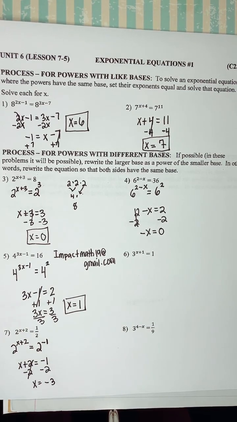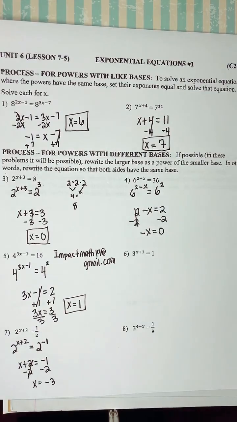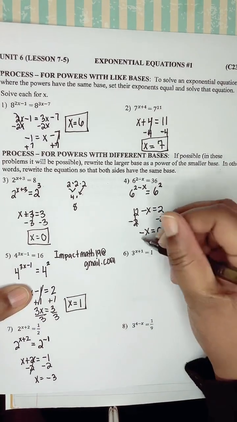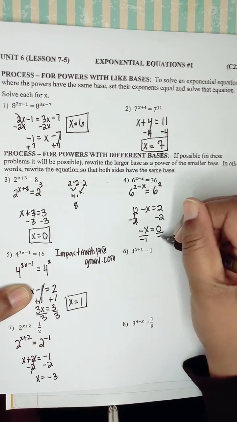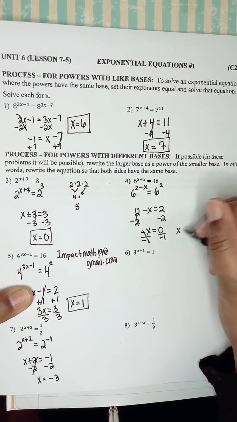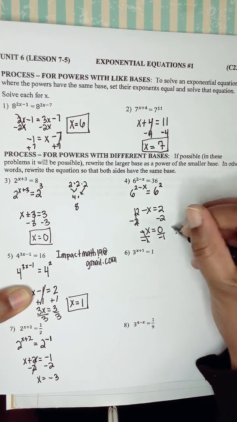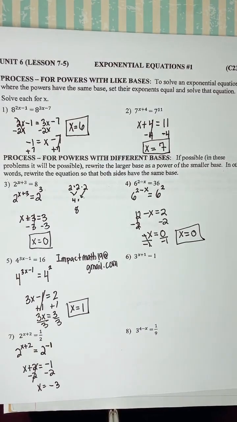No. Good. x can't be negative. Yes, x cannot be negative. So we have to divide here by -1. And then we're going to get x equals 0. And that is our answer.